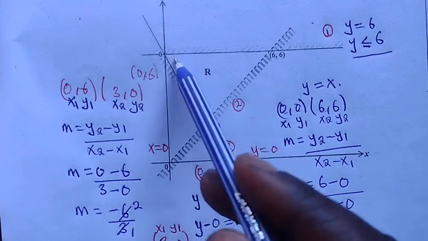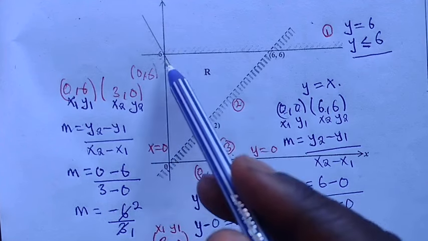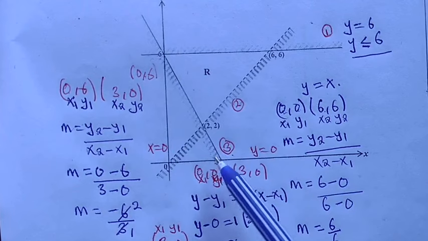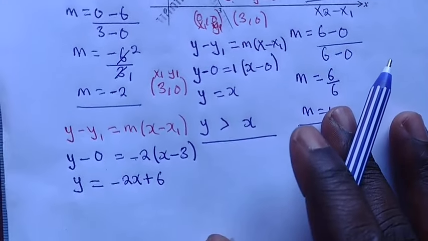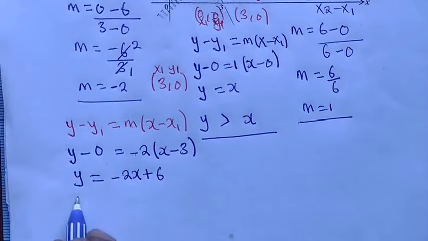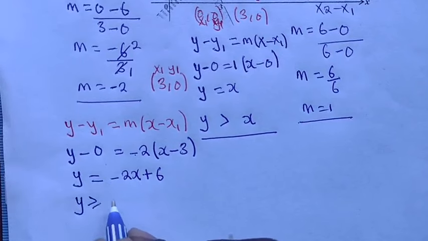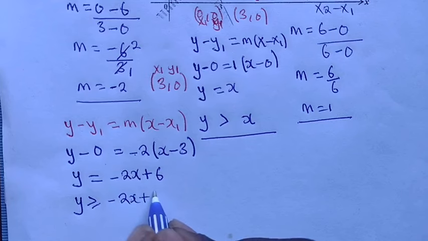And look at the type of line. This is a solid line. So we are going to put the equal to. So we are going to say y is greater or equal to negative 2x plus 6.